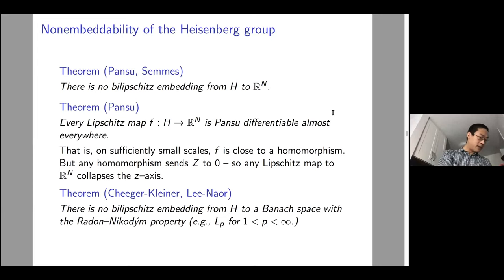Okay, so let me actually say a couple of words about how this proof works. What we want to do eventually is construct maps from the Heisenberg group to Lp spaces with low distortion. And so this theorem, the fact that we can't do that, is exactly what we're going to have to try to avoid when we start constructing maps to Lp spaces. And so I want to say a couple of words about the proof of this theorem so we have a better idea of how we can avoid running into it.